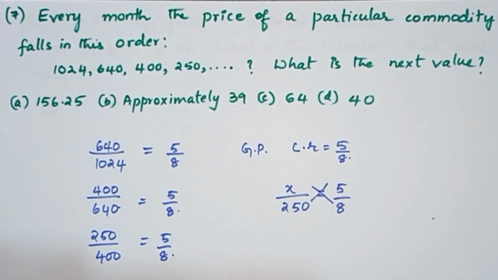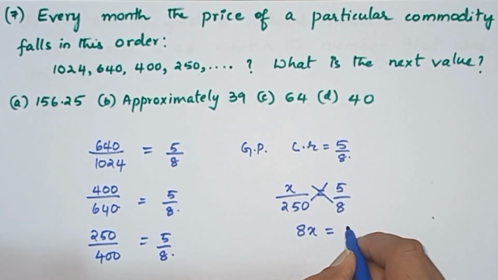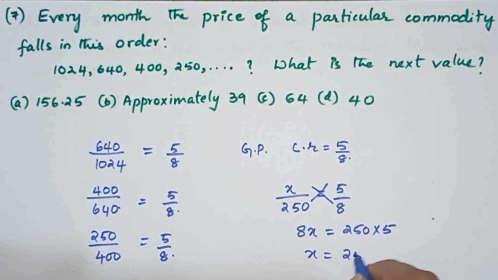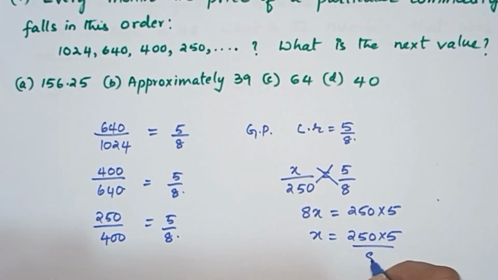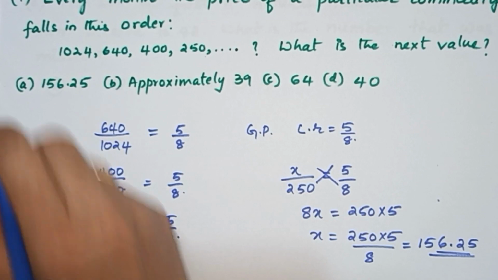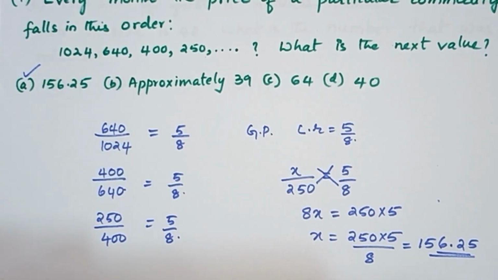Cross multiply this, we will get 8x equal to 250 into 5, x equal to 250 into 5 divided by 8. Upon simplification, this gives you the answer 156.25. So first option is the answer.